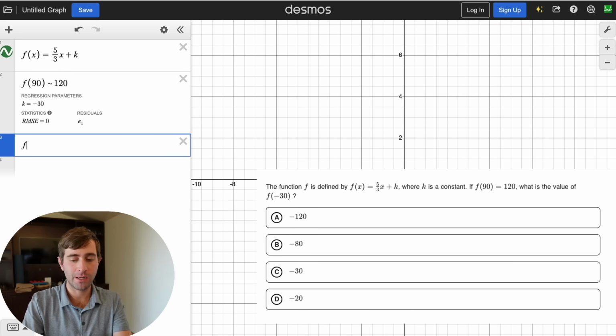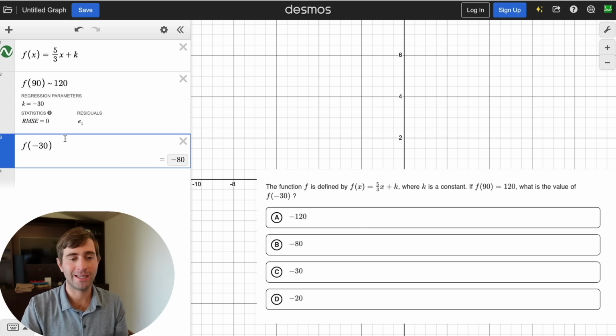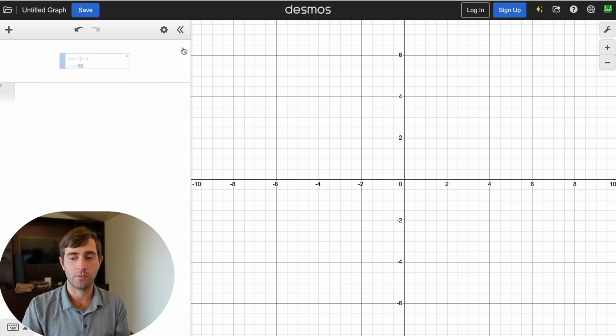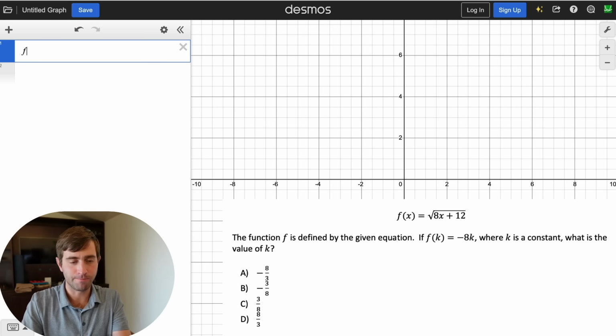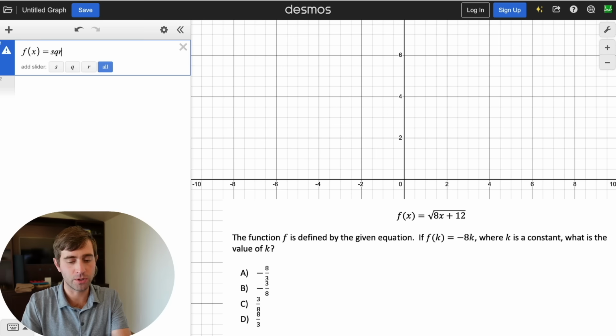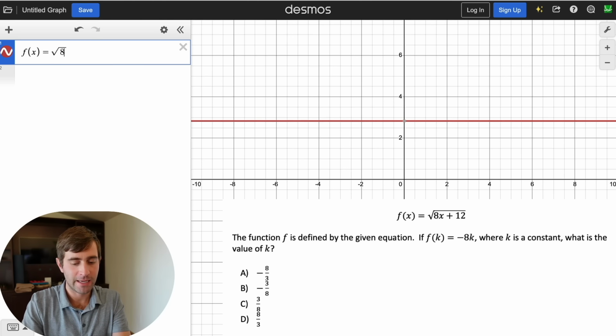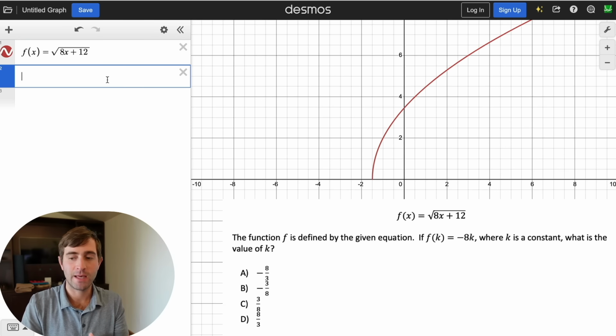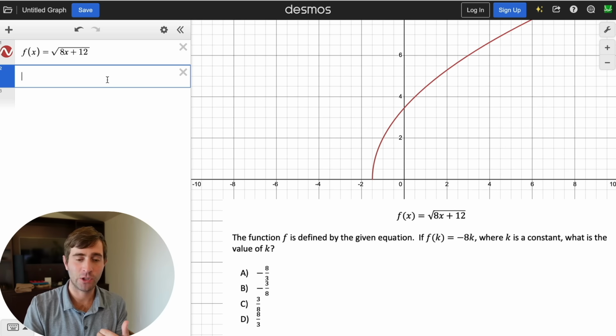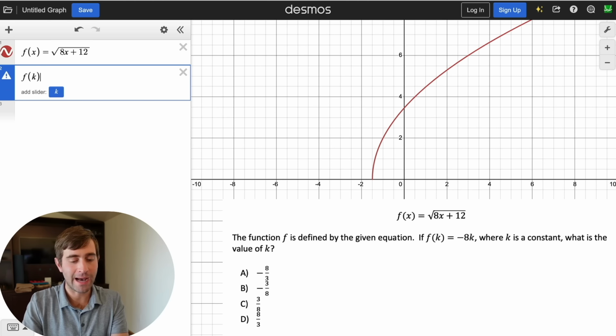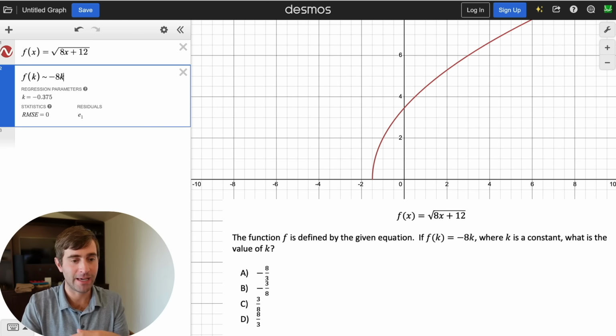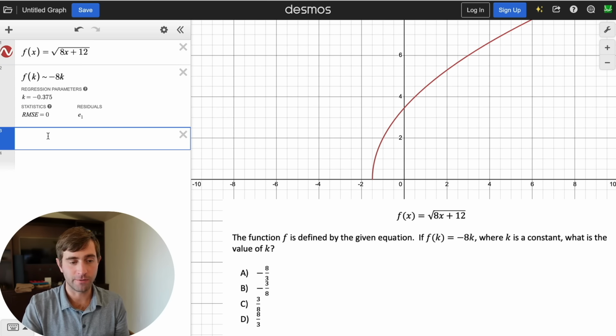And now from here, you can do f of negative 30, and it's going to have plugged this k value in for you, and it's going to spit out that correct answer of B. Now, the other variety that we have here is where we see f of x equals the square root of 8x plus 12. And then what we're told is f of k equals negative 8k. We can use a very similar trick here. We can do f of k tilde negative 8k, and it is going to solve for k.